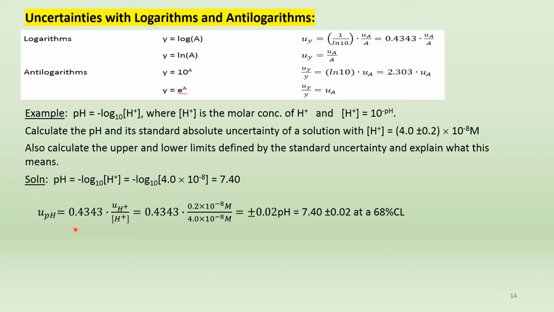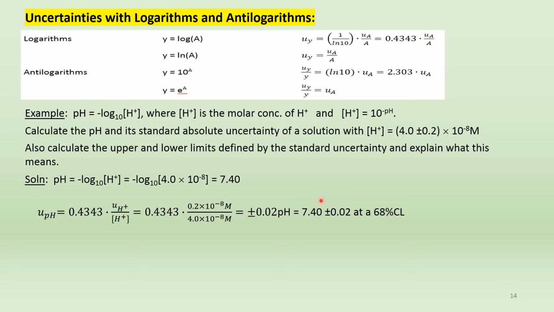So here's 0.4343 times the relative uncertainty of the hydrogen ion concentration. So there's the calculation. Here it's plus or minus 0.2 on 4. That works out to be plus or minus 0.02 pH units. And notice this uncertainty has just 1 sig fig in it, and that's correct. And it's in the second decimal place. That means that keeping the second decimal place in the pH is correct.